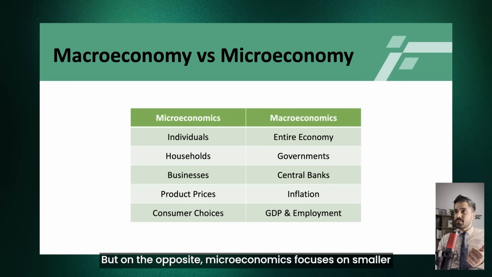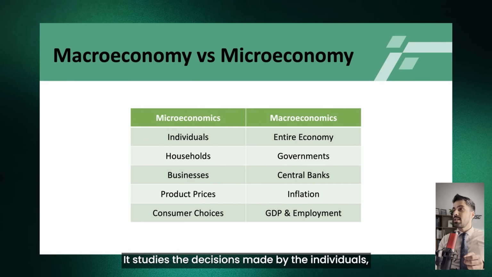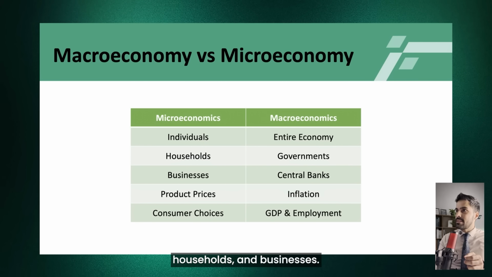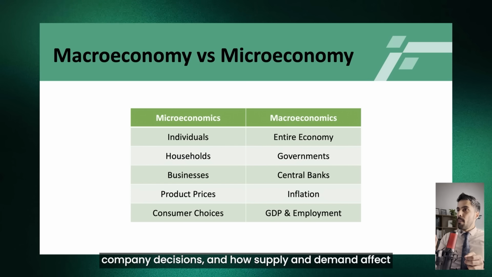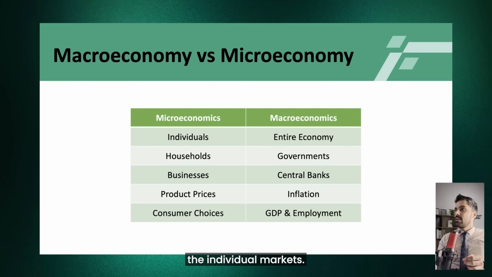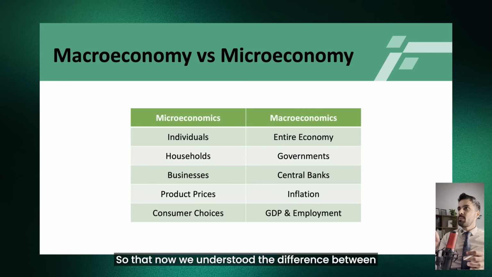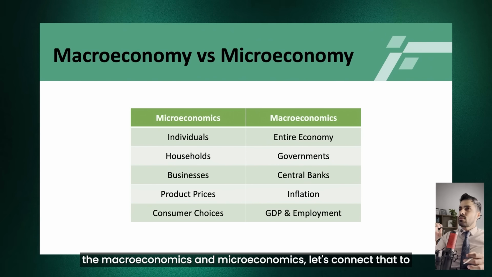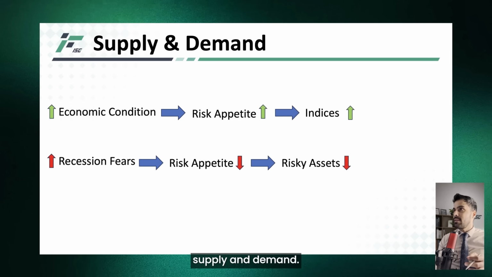But on the opposite, microeconomics focuses on the smaller parts of the economy. It studies the decisions made by the individuals, households, and businesses. It looks at the consumer behavior, product prices, company decisions, and how supply and demand affect the individual markets. So now that we understood the difference between macroeconomics and microeconomics, let's connect that to what really moves the financial markets, which is supply and demand.